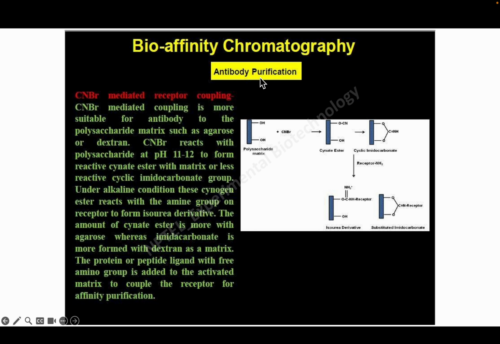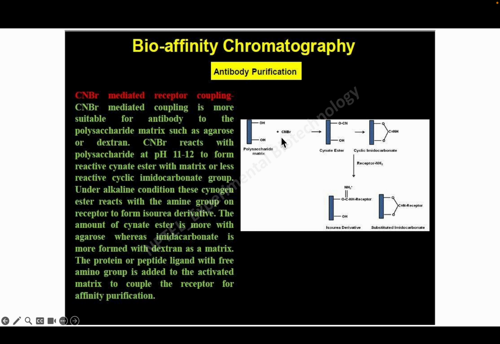For making bioaffinity columns, there are a couple of examples. One is CNBr mediated receptor coupling. CNBr mediated coupling is more suitable for antibody to a polysaccharide matrix such as agarose or dextran. CNBr reacts with polysaccharide at pH 11 to 12 to form reactive cyanate ester with the matrix or less reactive cyclic imidocarbonate group. Under alkaline condition, this cyanate ester reacts with the amine group on the receptor to form isourea derivative. The amount of cyanate ester is more with agarose, whereas imidocarbonate is more formed with dextran as a matrix. The protein or peptide ligand with free amino group is added to the activated matrix to couple the receptor for affinity purification.